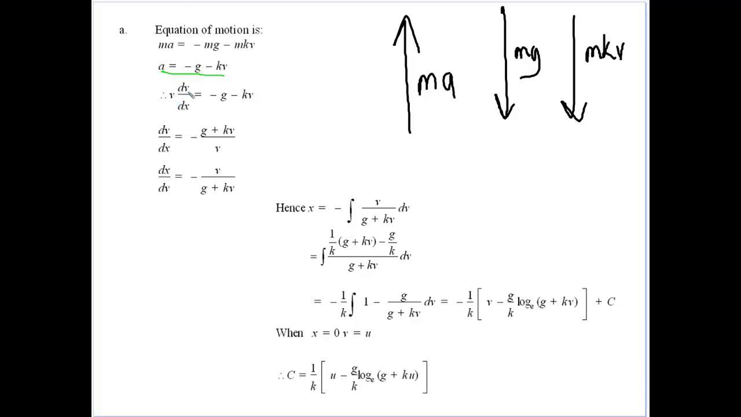So to do that, we're going to change the acceleration. We're going to use v dv/dx. Again, you could use d/dx of half v squared. When we play around with this one, we get minus g plus kv over v, and we want x in terms of v, so we'll take our reciprocal, and so we get minus v on g plus kv. So x is going to be the integral of minus v on g plus kv.